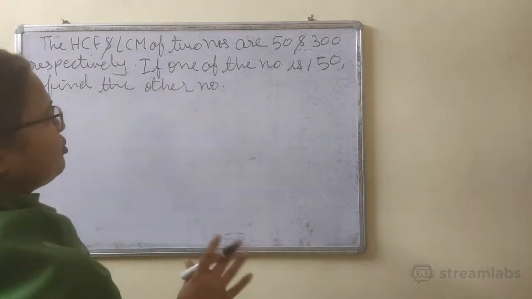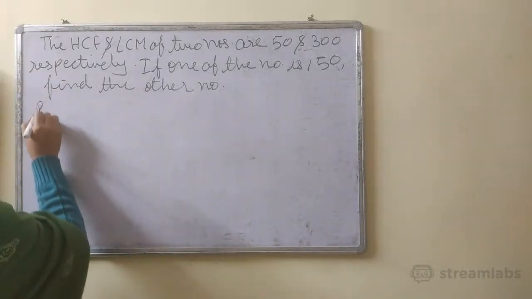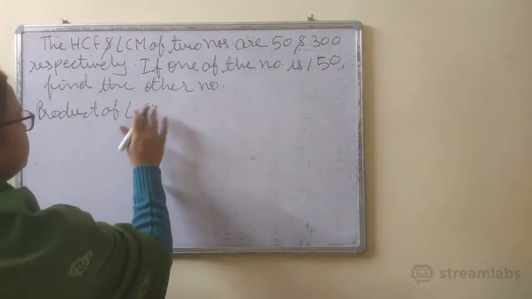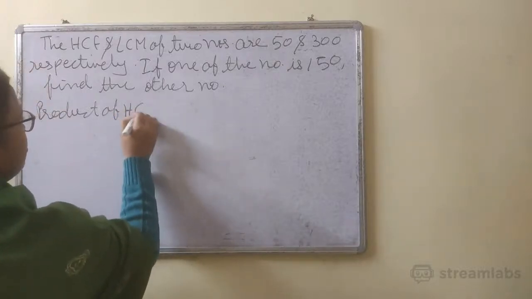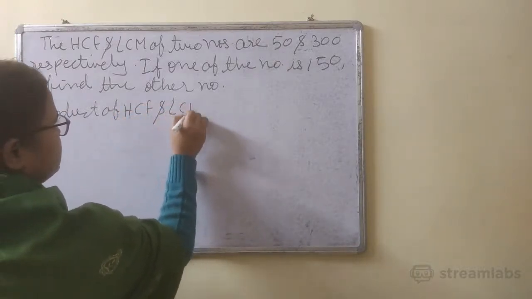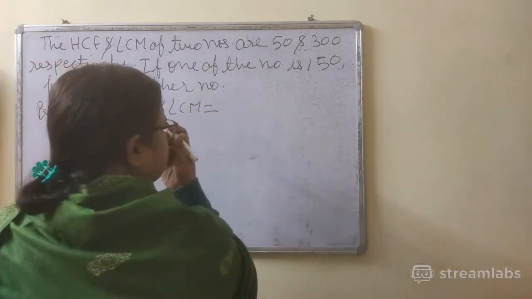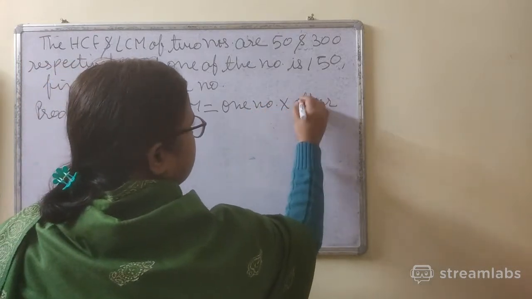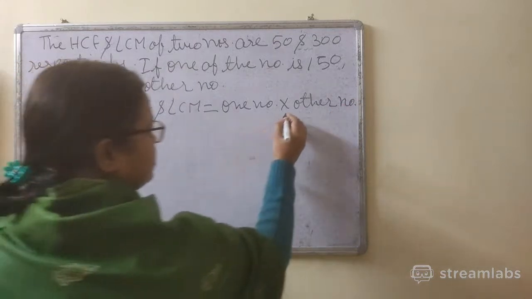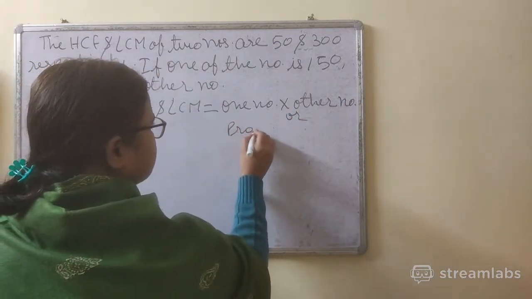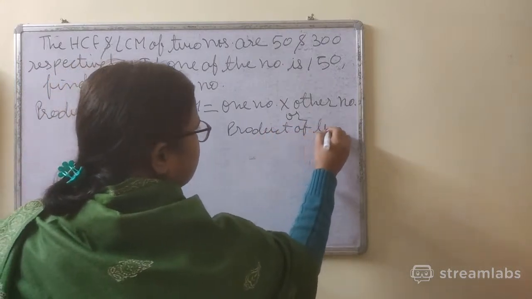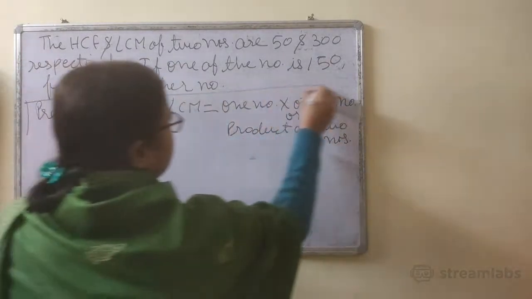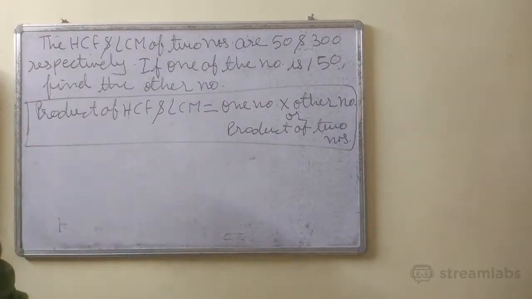For this type of question we will follow a formula. Which formula will we follow? This one. The product of HCF and LCM is equal to one number into the other number. This can also be called the product of the two numbers. So this is the formula that we will use to solve this question.